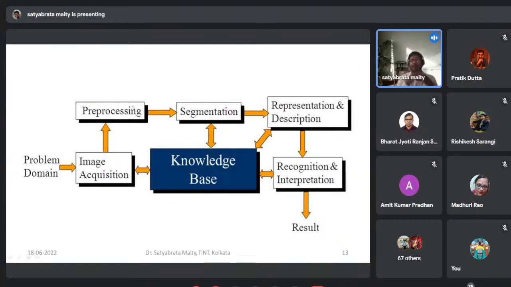Pre-processing can be of many types. If there is some noise or some problem in the image, we use denoising techniques to make the quality of the image better. So we do that first in pre-processing, then we segment it.